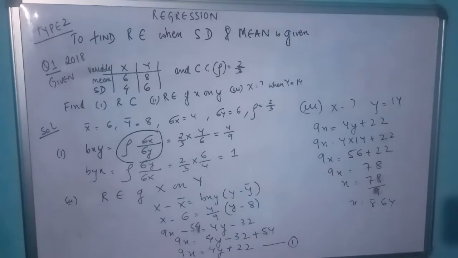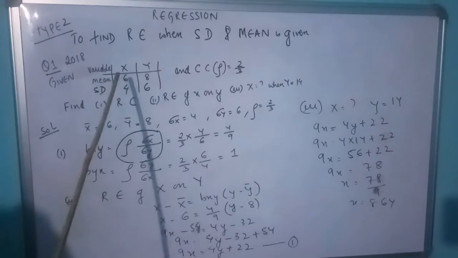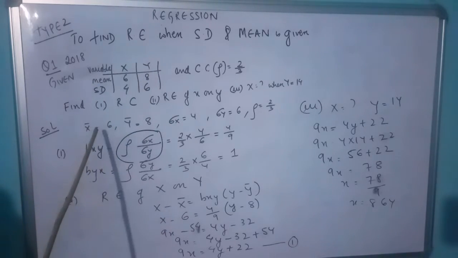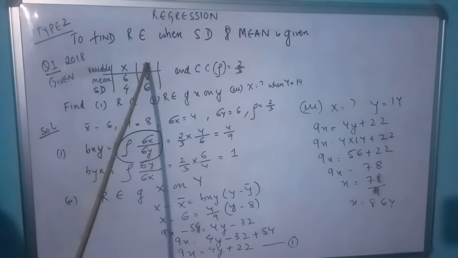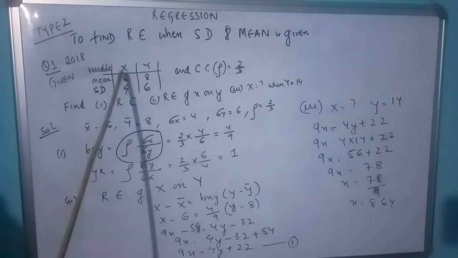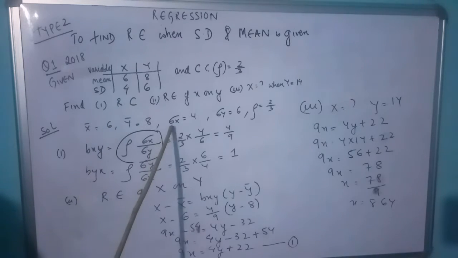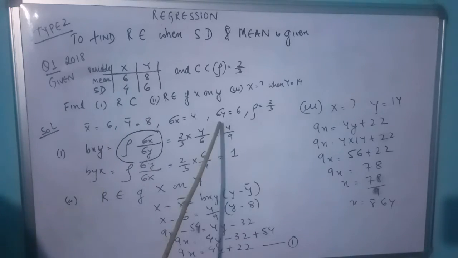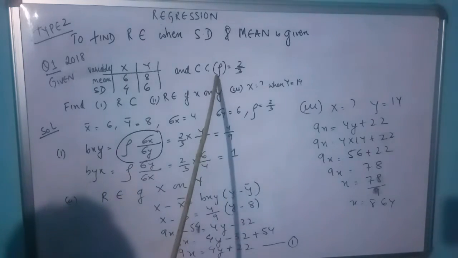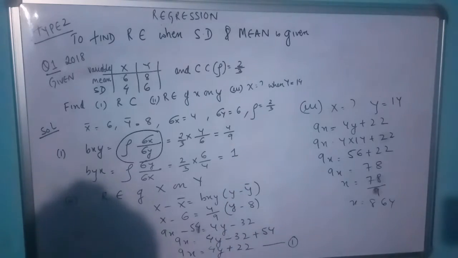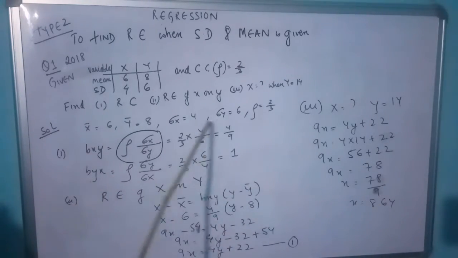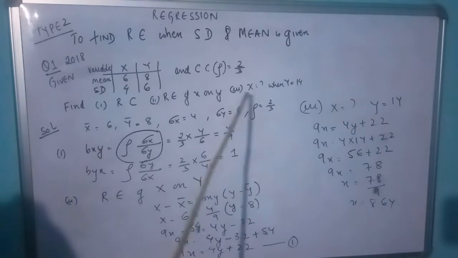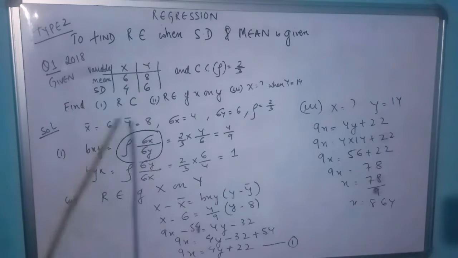So first I'm going to write down all the values, whatever is given. Look at the table that will be given and write down the values. Mean of x, x bar equal to 6. Mean of y, y bar equal to 8. Standard deviation of x is 4, sigma x equal to 4, standard deviation of y equal to 6, sigma y equal to 6, and correlation coefficient rho equal to 2 by 3. Is that clear? Now these are the 5 things that are given. Using these 5 things we have to find regression coefficient, regression equation, and x.